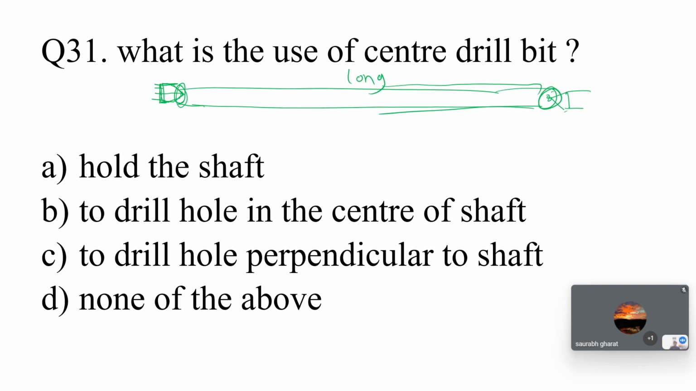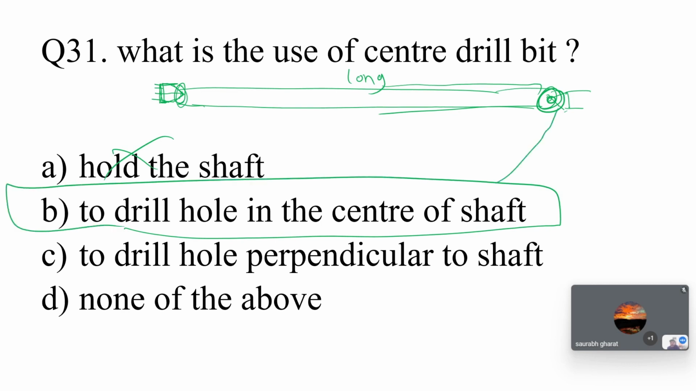Actually, I told you the answer here. Okay, if you got this point, the central drill bit is used to, okay, I told you here itself. Why is the central drill bit used? To hold the shaft and drill a hole in the center of the shaft is the correct answer. I told you in this diagram itself. This center is made using the center drill, and this can be used to hold long shafts.